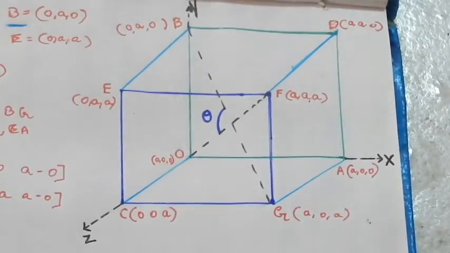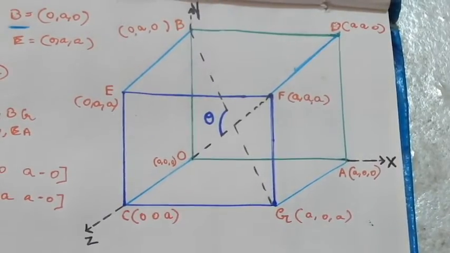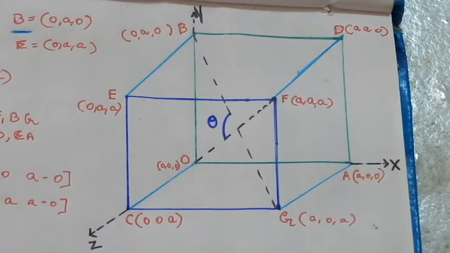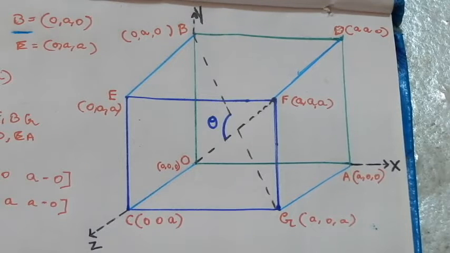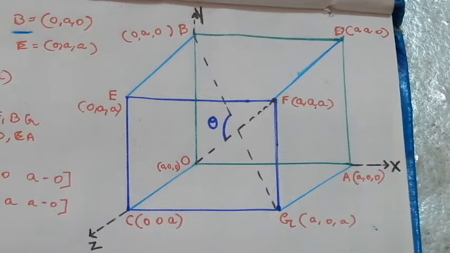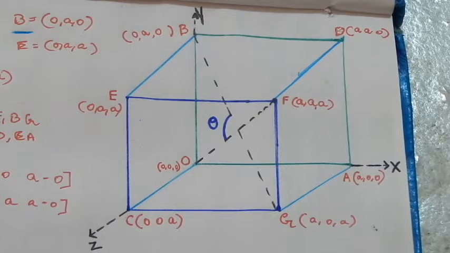If any of the sides falls on the x-axis, then the y and z coordinates of that side are 0. Here, the side OA falls on the x-axis. So, the y coordinate and z coordinate will be 0. So, it is a comma 0 comma 0.